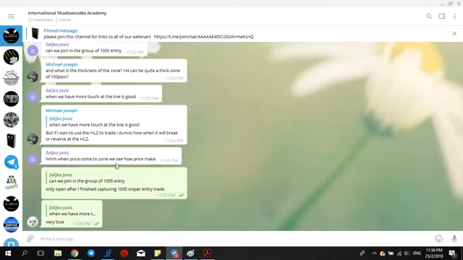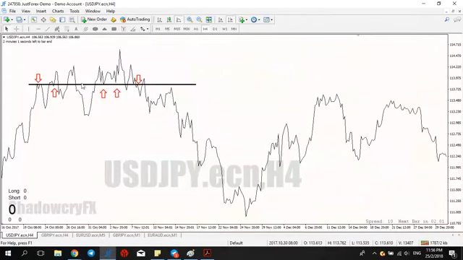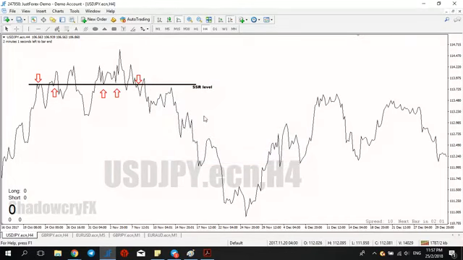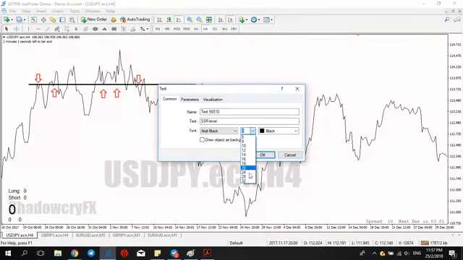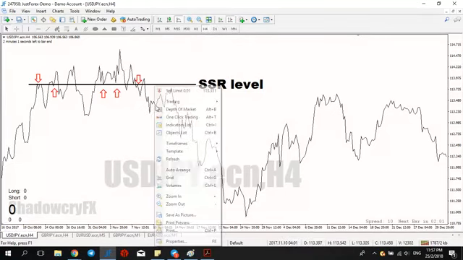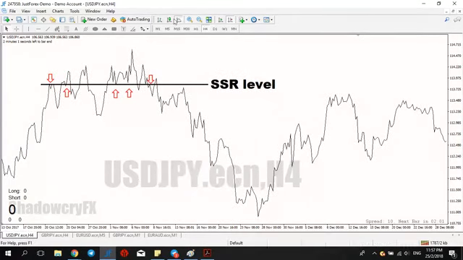When price come to a zone, we see how price make. Actually, it's not like that. I will explain it to you. Okay, so over here, the trade is like this. So this is your high SSR level. First, you need to find your SSR level. Over here. And then you can screenshot this, save as picture. Okay, and then you change to candlestick.